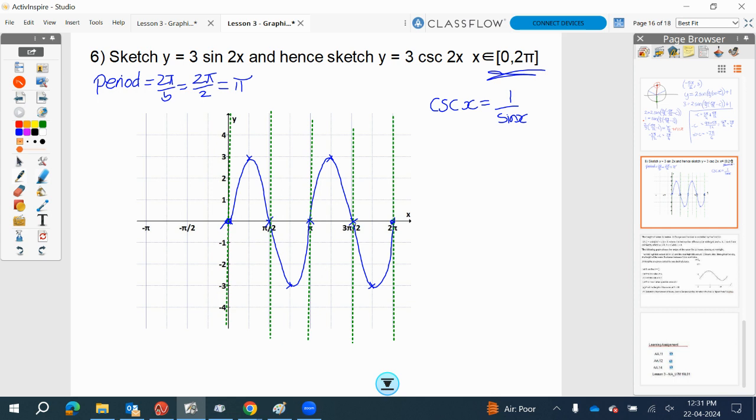But wait, if cosecant is the inverse of sine, won't that make it the inverse function? No, reciprocal functions are not the inverse. But I thought if you raise it to the negative 1 power, that's the inverse.